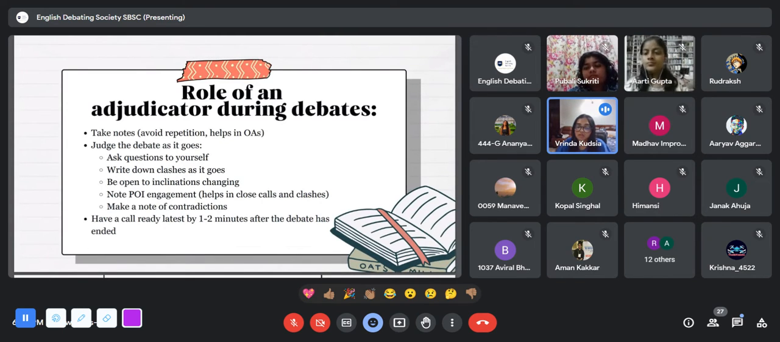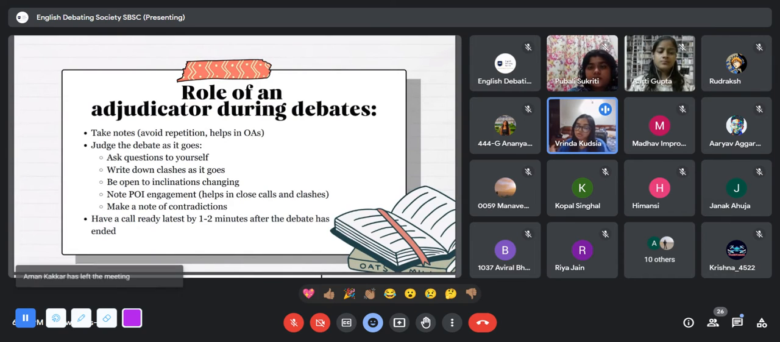POI engagement also helps in close calls. If the debate is really close and you have to decide who wins the debate, a lot of the times POI engagements help in making that decision. They also help in determining clashes and which clash goes to which team. End conclusion is that POIs should be noted down. Usually a lot of judges completely ignore POIs and the answers to POIs in terms of noting those down or tracking. That's why I've added that, so that you can remember or ensure that you're able to track those down. Next, we have make note of contradictions.